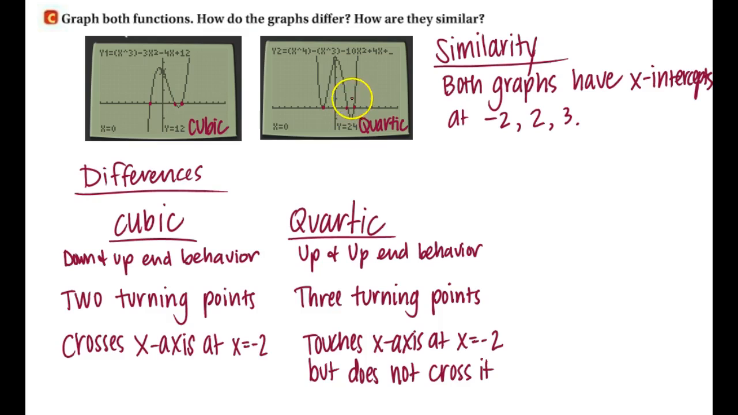And the last difference is the cubic function crosses the x-axis at x equals -2 at this point right here. But for the quartic function, it touches the x-axis at that point, but it does not cross it. And we will actually be discussing that difference in just a moment.